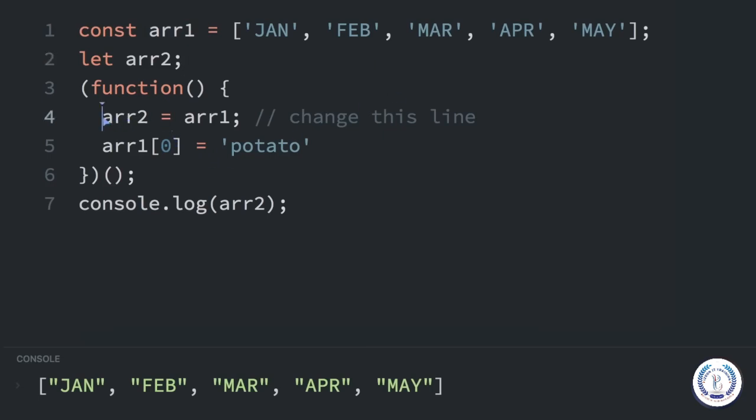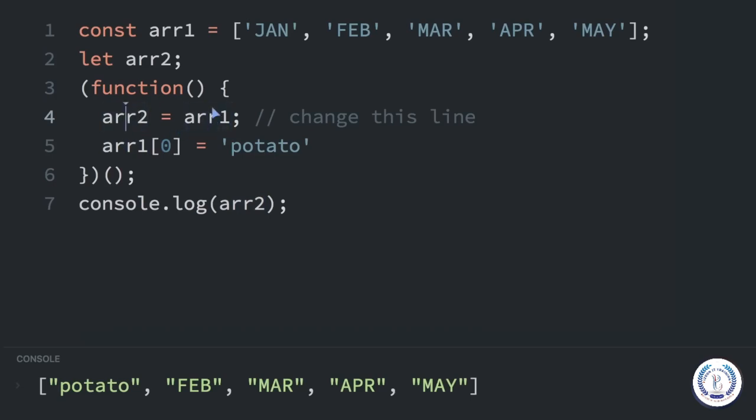So right now, we're setting array 2 to equal array 1. In this example, we're not actually copying it, because if we change array 1, if we set the index 0 of array 1 to potato and we log array 2, you'll see that index 0 is potato, even though we're logging array 2, and we only changed array 1 because these are equal. Array 2 and array 1 are the same.